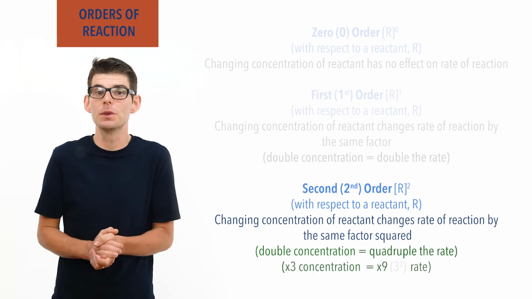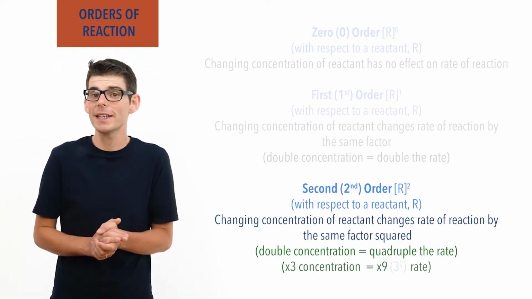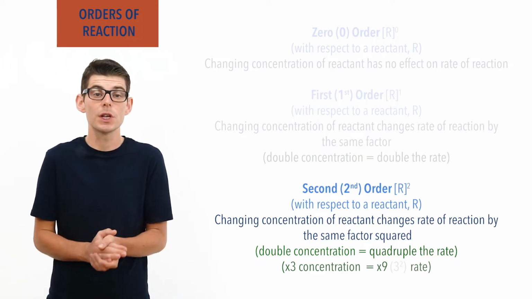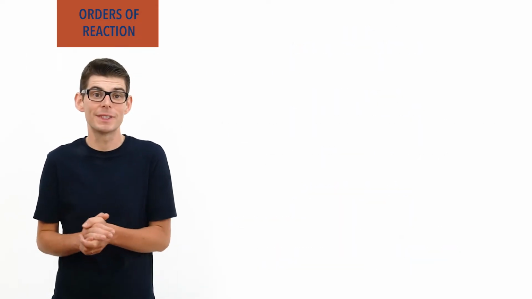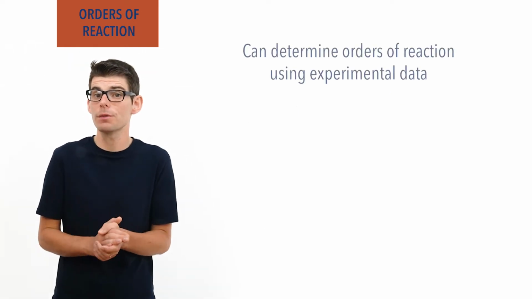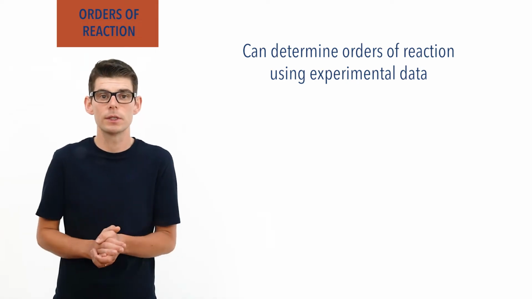Despite the fact this all looks very mathematical and neat, we can only ever find out the order of a reaction with respect to a particular reactant using experimental data. To do this, we have to look at how the rate of a reaction changes as the concentration of a reactant changes.